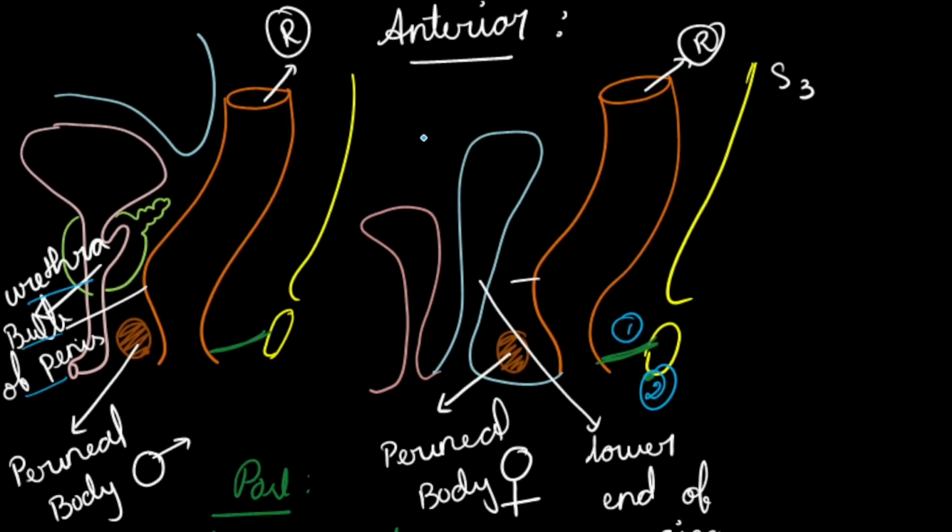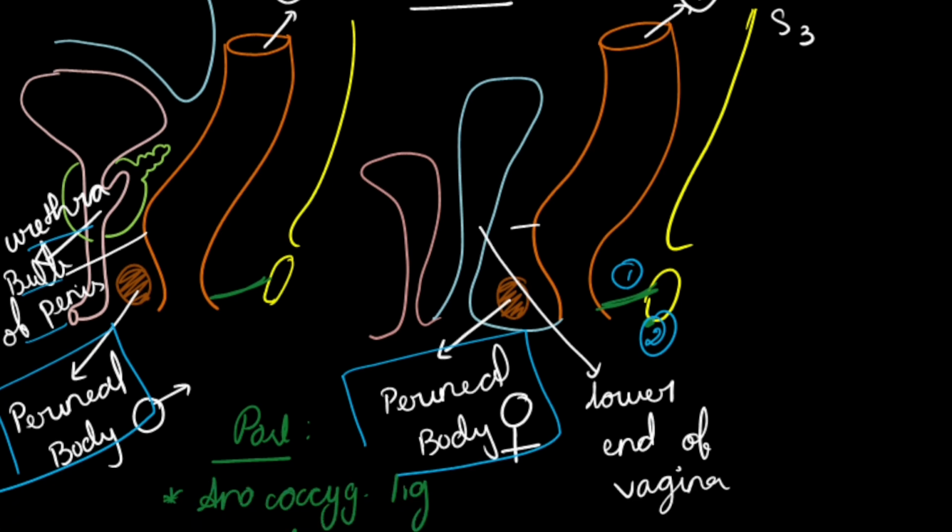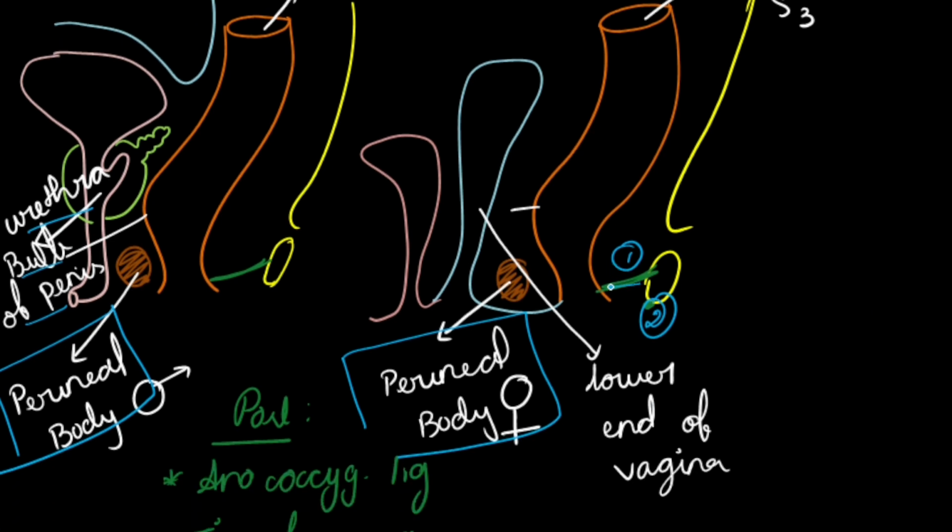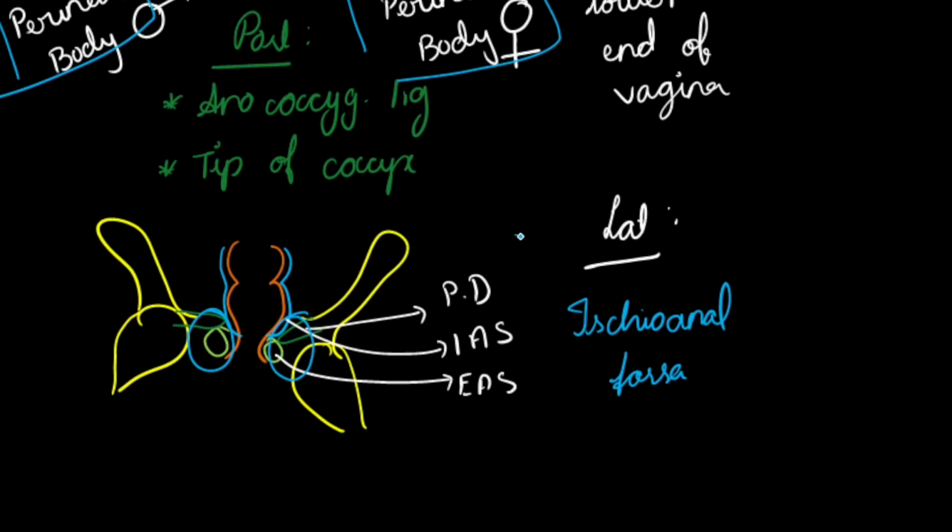And now regarding the relations of the anal canal. In the anterior aspect, in both male and female, only one thing is similar, that is the perineal body, which you can see in the image. In males, the anterior relations are the urethra and bulb of the penis, and in females, it is the lower end of the vagina. In the posterior relation, it is the same for both male and female, that is the anococcygeal ligament. You can see here the anococcygeal ligament and the tip of the coccyx. And in the lateral aspect, we can see the ischio-anal fossa, which gets distended during the passage of flatus. You can see here, this is the ischio-anal fossa.